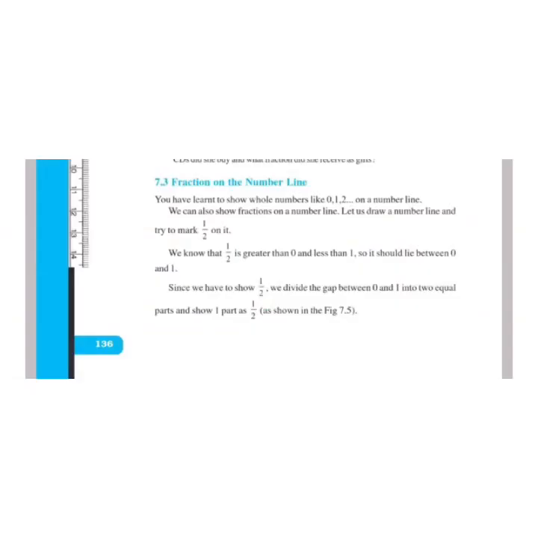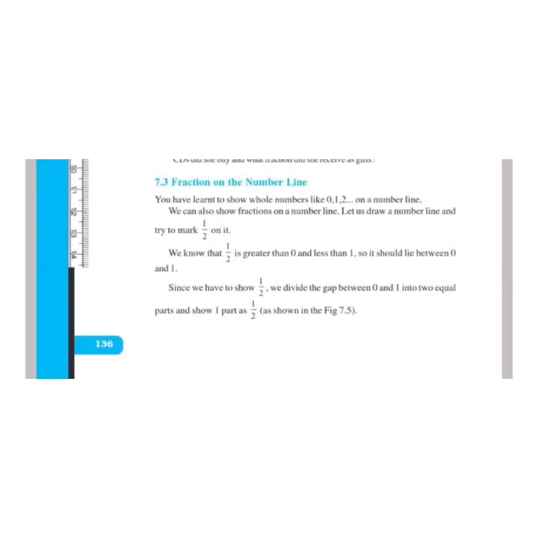Children, we have already done integers on number line and today we will learn how to represent fractions on the number line. Children, when we learned representation of integers on number line, we learned that 0, that is origin, is in the middle and at the right side there are positive integers and on the left side there are negative integers. Children, take out page number 137 and you can see that when we are representing fractions on a number line, we will represent these fractions between 0 and 1.